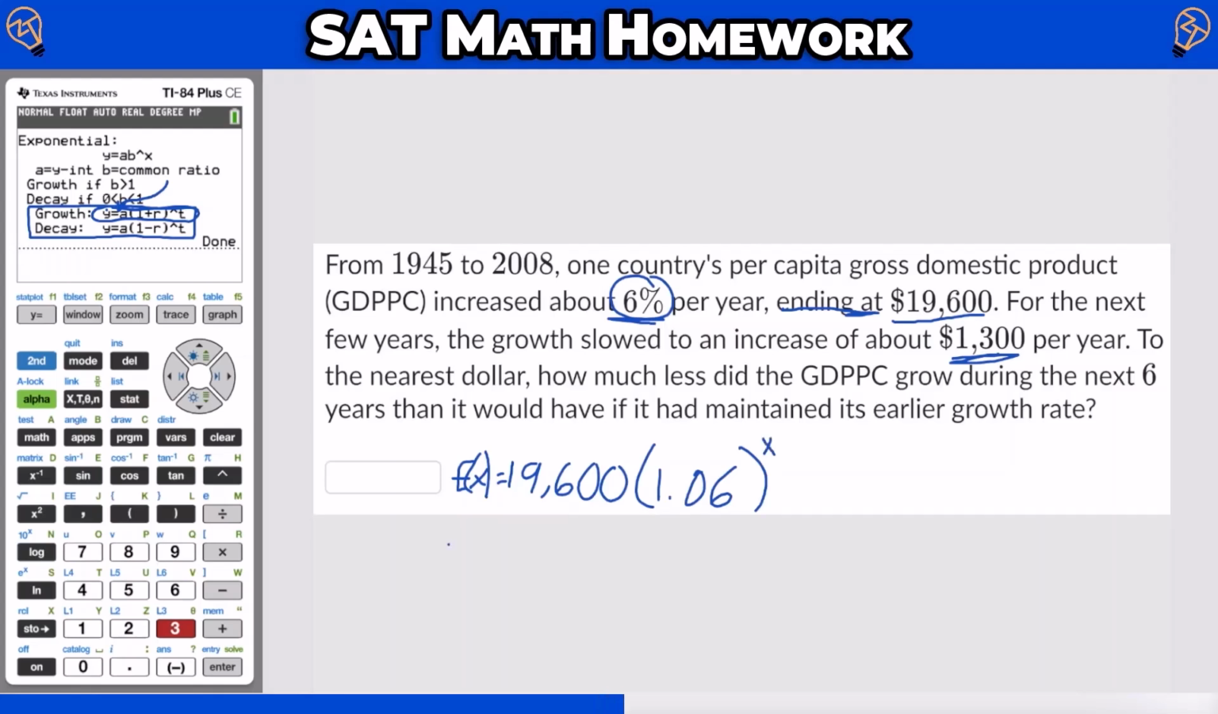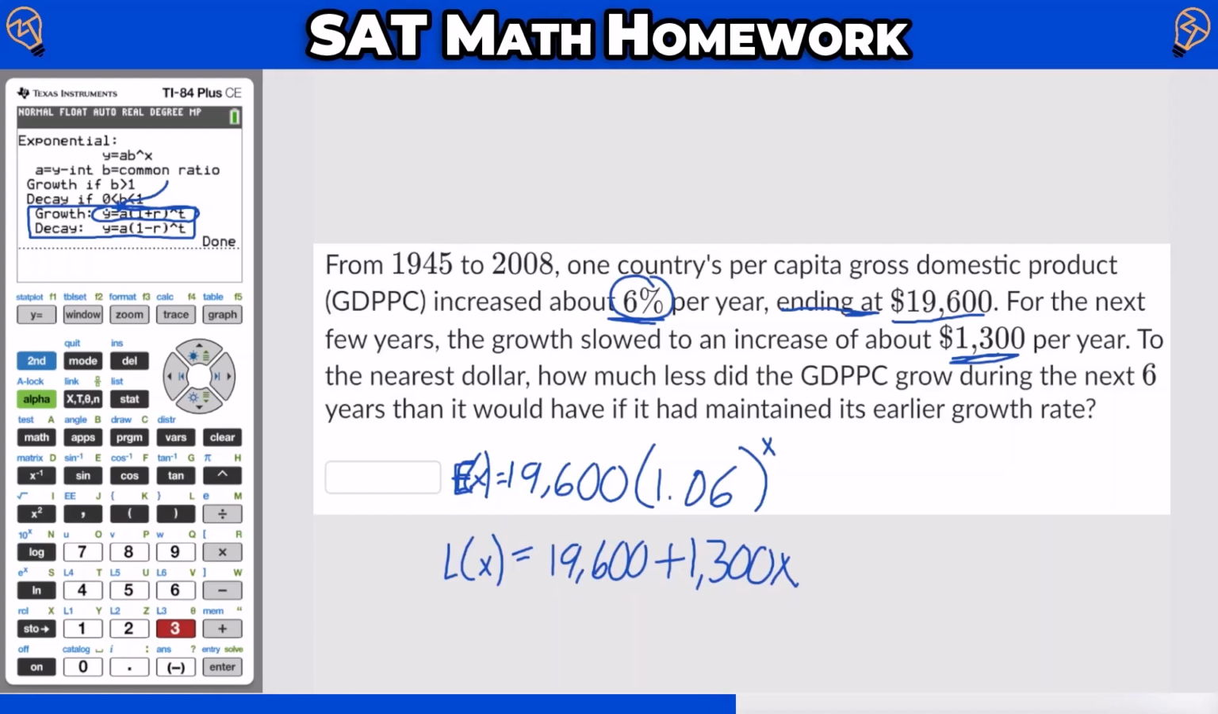Then let's contrast that with the linear model. For the linear model, our 19,600 is our y-intercept. It's like the plus b. And then you have the slope of 1,300 per year. So I know I kind of put it backwards. It's usually mx plus b, but I put it kind of in a b plus mx form.